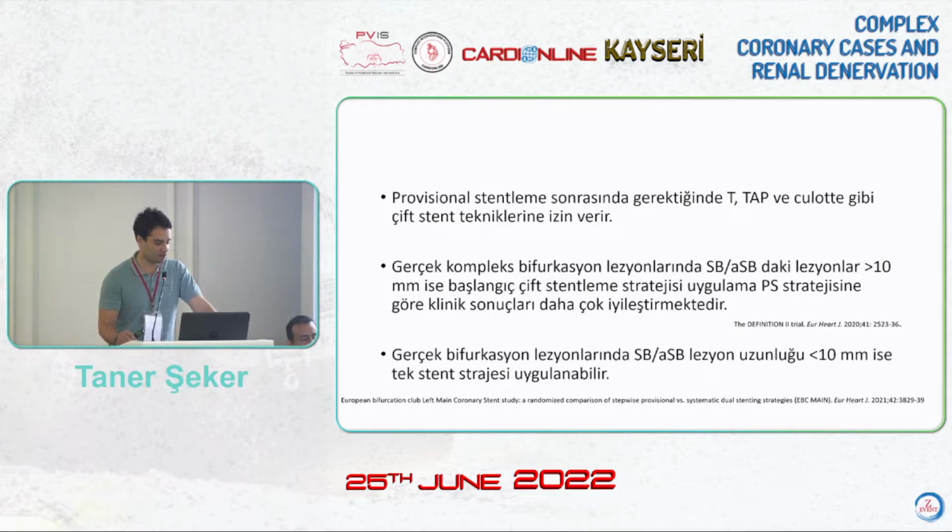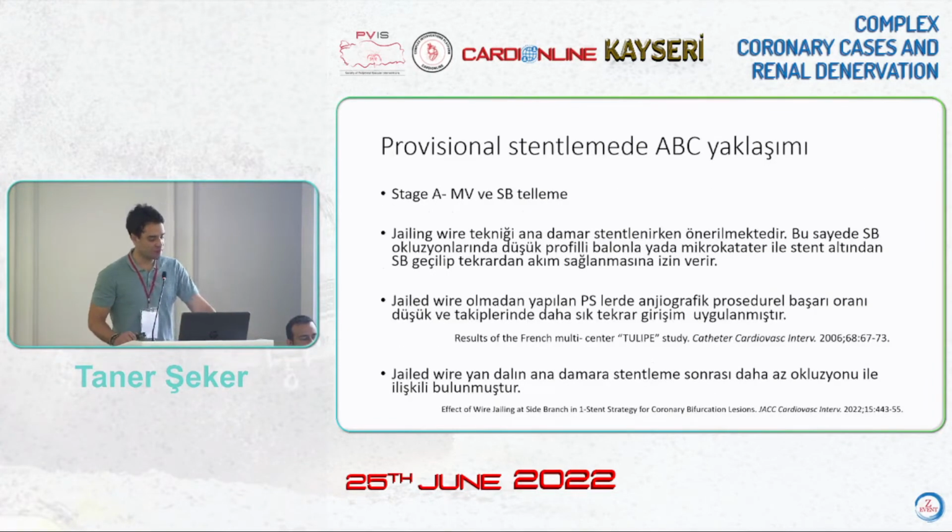In real complex bifurcation lesions, in the DEFINITION II study, we saw that, especially if the side branch lesion is more than 10 millimeters, a double stent strategy provides better results. And in real bifurcation lesions, if the side branch lesion is less than 10 millimeters, a single stent strategy may be adopted.